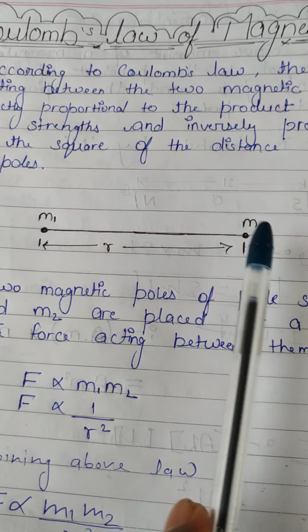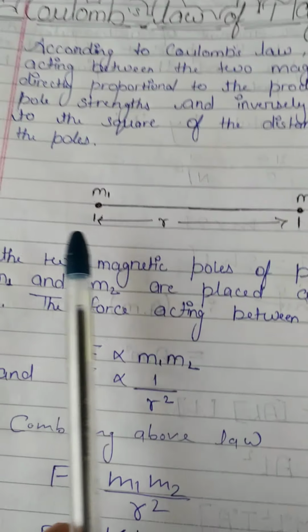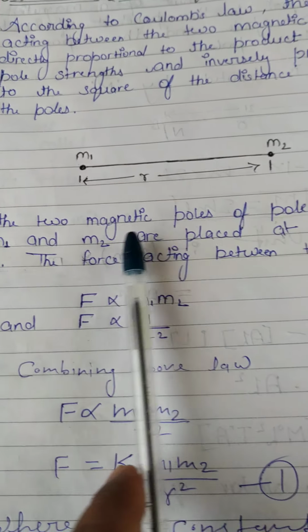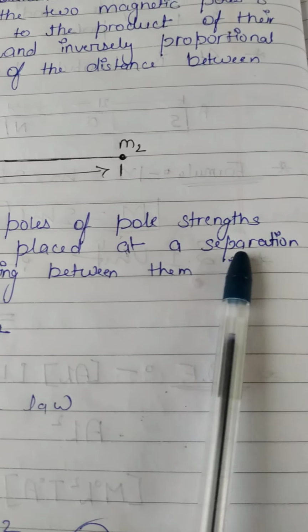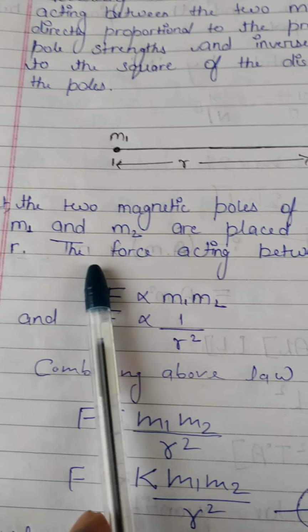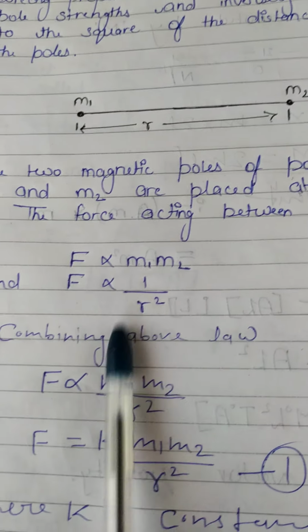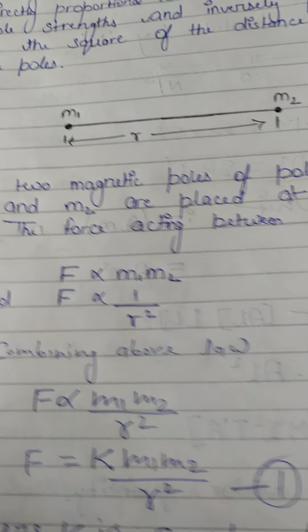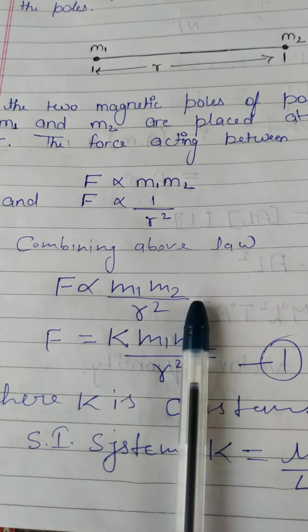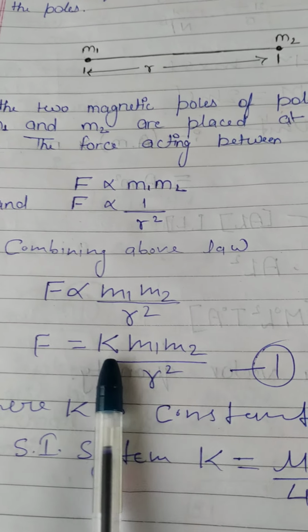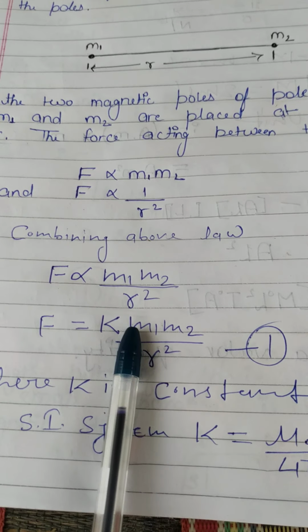Let us consider two magnetic poles of pole strengths M1 and M2, placed at a separation small r. The force acting between them is F directly proportional to M1 M2, and F inversely proportional to 1 upon r square. Combining the above law, F directly proportional to M1 M2 upon r square, so F equals K M1 M2 upon r square. Equation number 1, where K is the proportionality constant.